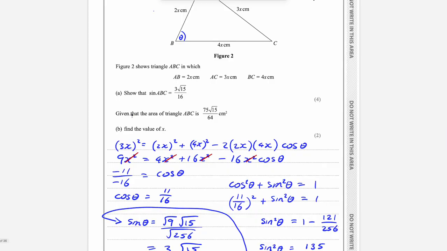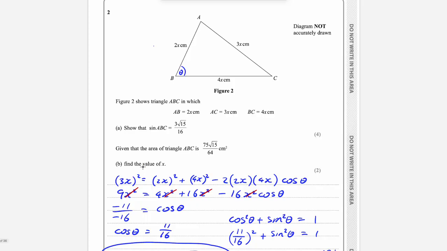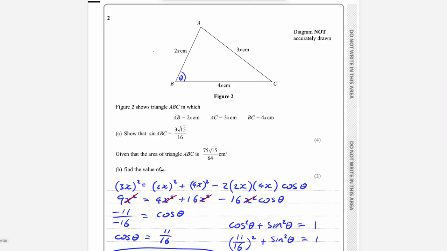Okay, then he says, given that the area of the triangle is this, find the value of x. So I'll do it up here, guys, just so we can all see the diagram. This is the area of a triangle formula: area equals a half ab sine C. So it's 2x times 4x times sine of theta. Now he gives us the area of the triangle.